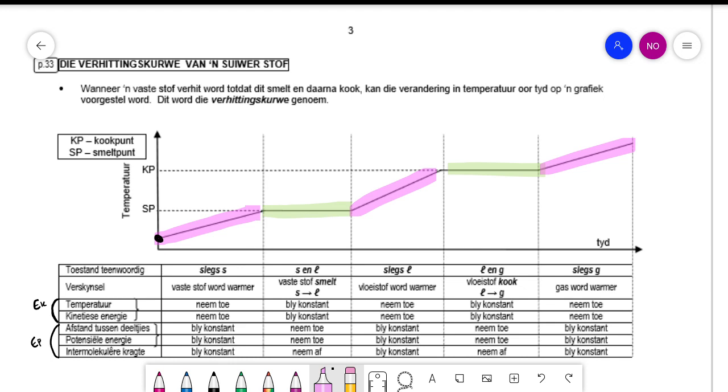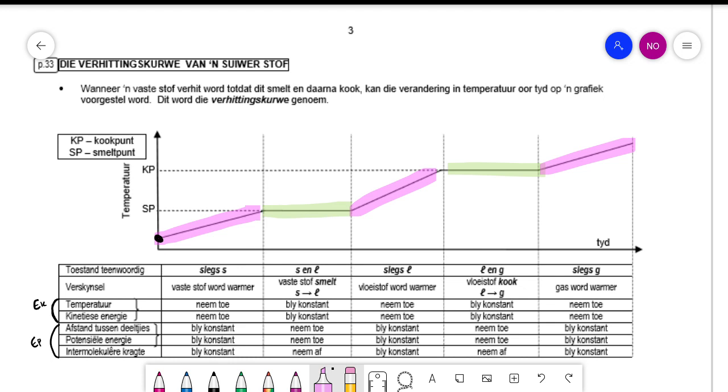Wat beteken dit wanneer ons kyk na die deeltjies? Wat verander binne in die deeltjies? Wat doen hulle anders? Nie die spasies nie. Hulle beweeg vinniger. Okay, so when you're talking temperature, you're talking kinetic energy, and you're talking how they move. Hulle beweeg vinniger. Okay, wat bly dieselfde by die pink dele?